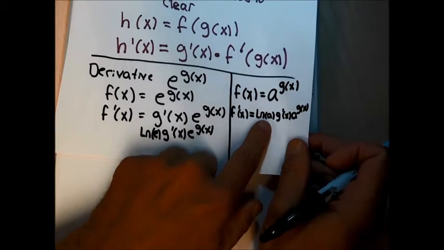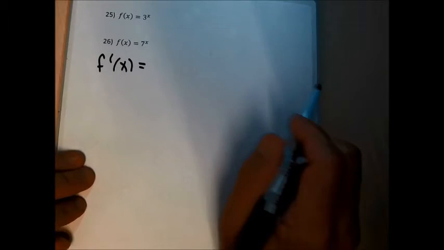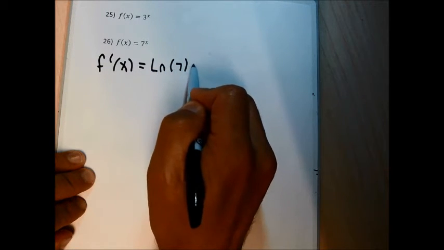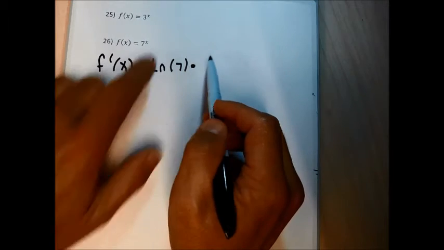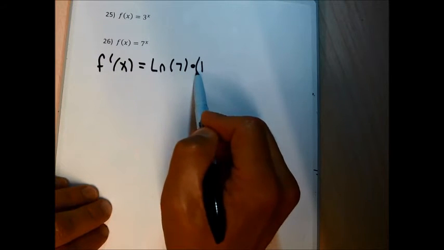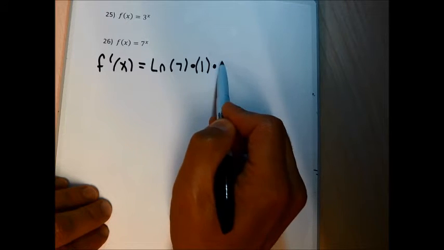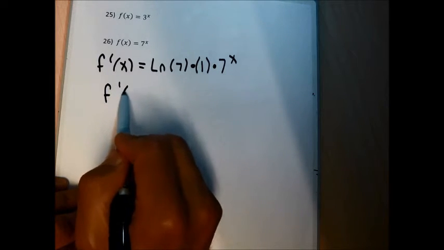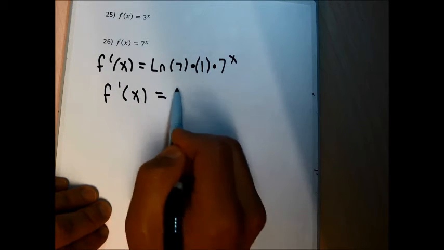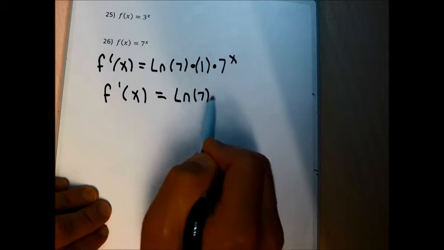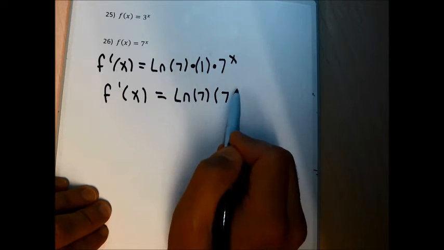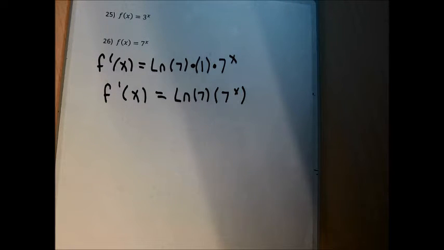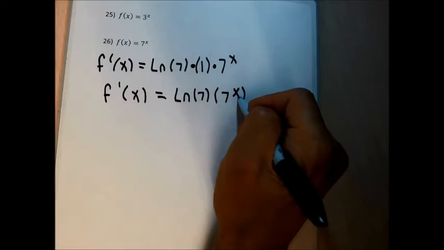So I'm going to put down first the natural log of 7, because the base is 7. Then I'm going to multiply by the derivative of the exponent. The derivative of x is just 1. I guess I could use a parentheses. And then times the original function, which is 7 to the x. Don't need the times 1. So f prime of x is going to be the natural log of 7 times 7 to the x. Maybe I'll put that in the parentheses to separate them a little bit so it doesn't look like the 7 is part of the natural log. I think that's as well as I could write that answer, and that's it.